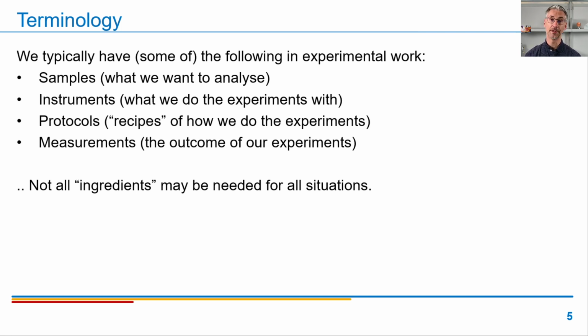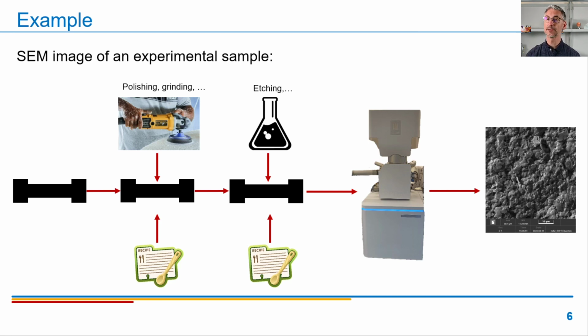Of course, not all the ingredients may be needed in all situations. So as an example, say we want to prepare a sample for an electron microscope image, and then we may have one or more polishing or grinding steps or etching or something like this. So we have our sample and then we follow it by a polishing or a grinding step, and this is defined by a recipe or a protocol, like how do we actually do this polishing.